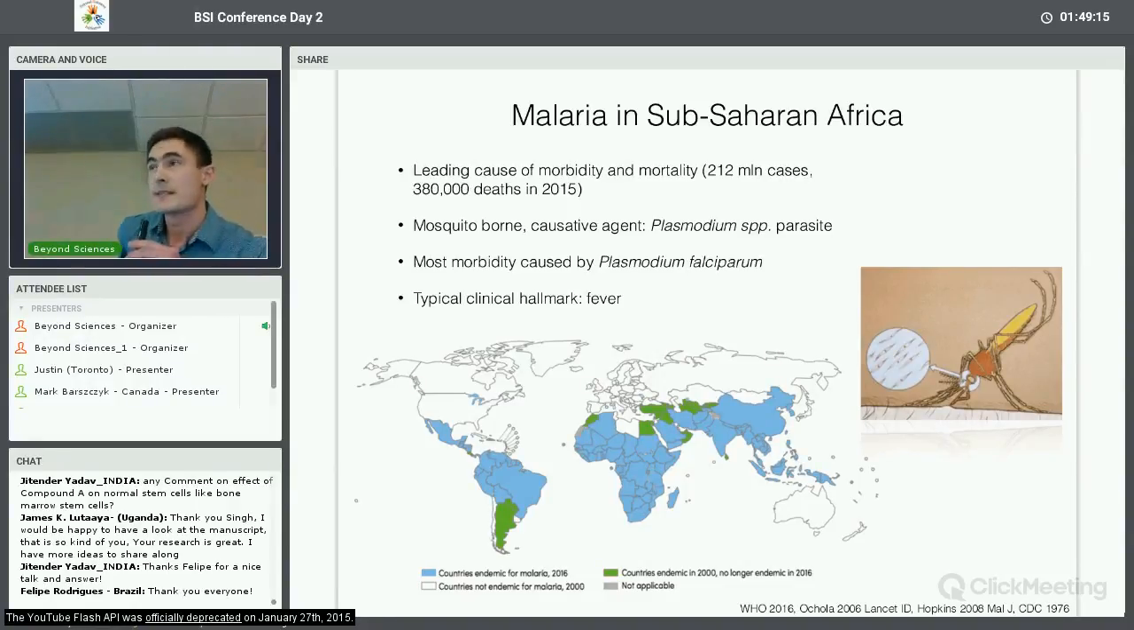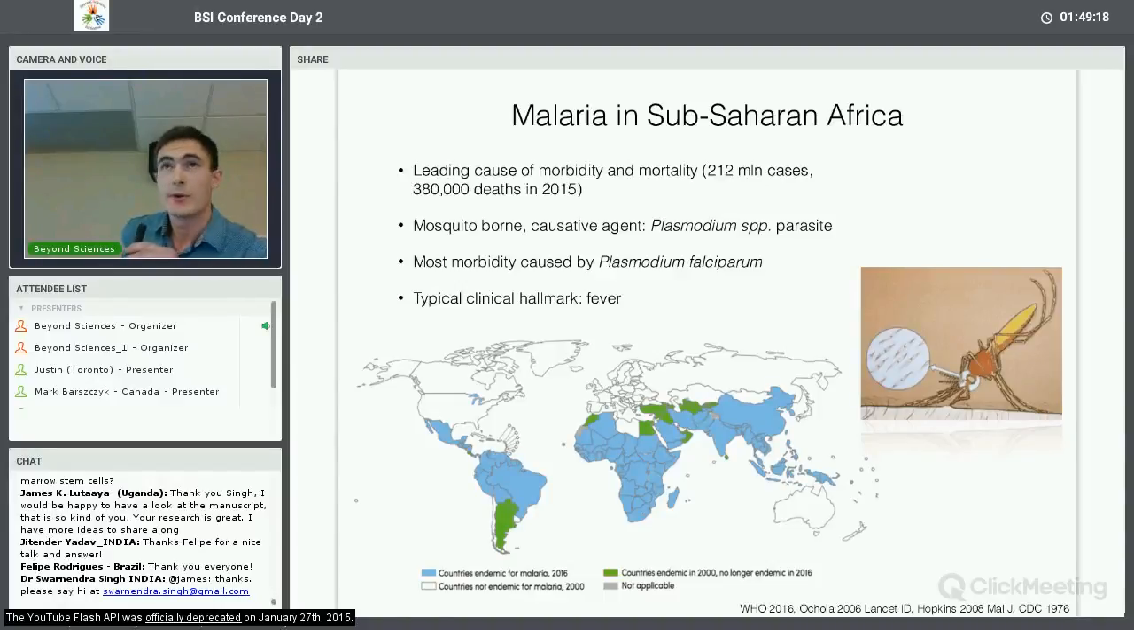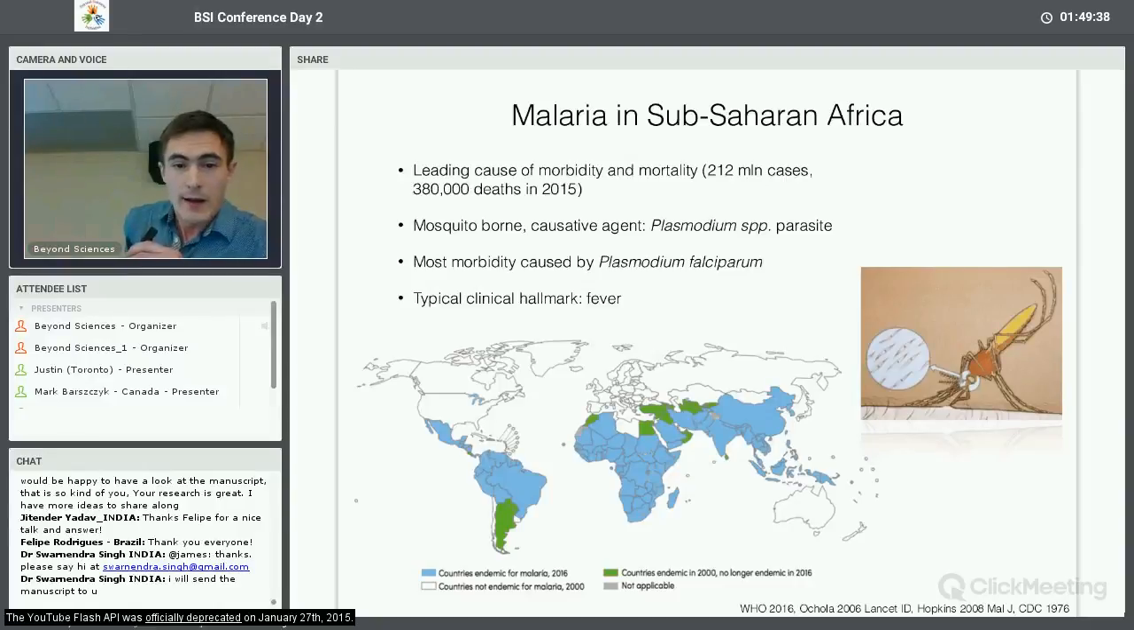Malaria is a mosquito-borne disease. It's caused by a parasite called Plasmodium, and the main malaria parasite that causes most morbidity associated with malaria in Sub-Saharan Africa is Plasmodium falciparum. So essentially, malaria is an infection of red blood cells. And the typical clinical hallmark of malaria is fever. Many people know that. And fever is typically associated in malaria patients with other symptoms such as headache, sometimes vomiting, and other clinical hallmarks.